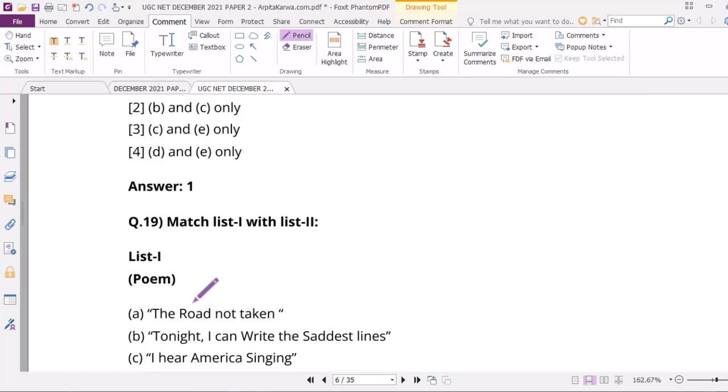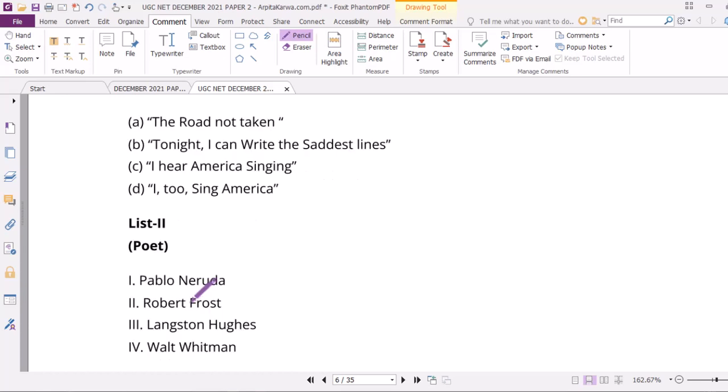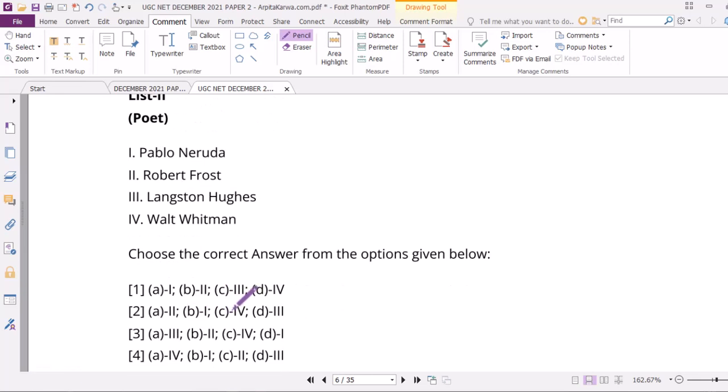So now we are given a list of poems here in list 1, and we are given the name of the poet. Now, The Road Not Taken, again very simple, very famous, Robert Frost. Tonight I Can Write the Saddest Lines: this is one of my favorite poems, by Pablo Neruda, because I'm into quotes and everything, so I have heard this. Again, the next one, now let's say I'm confused between C and D. So what we can do is that I know for a fact that A is Robert Frost. A is 2. Now I have to see that A is 2 is only in this particular option. In no other option is A matched with 2, right?